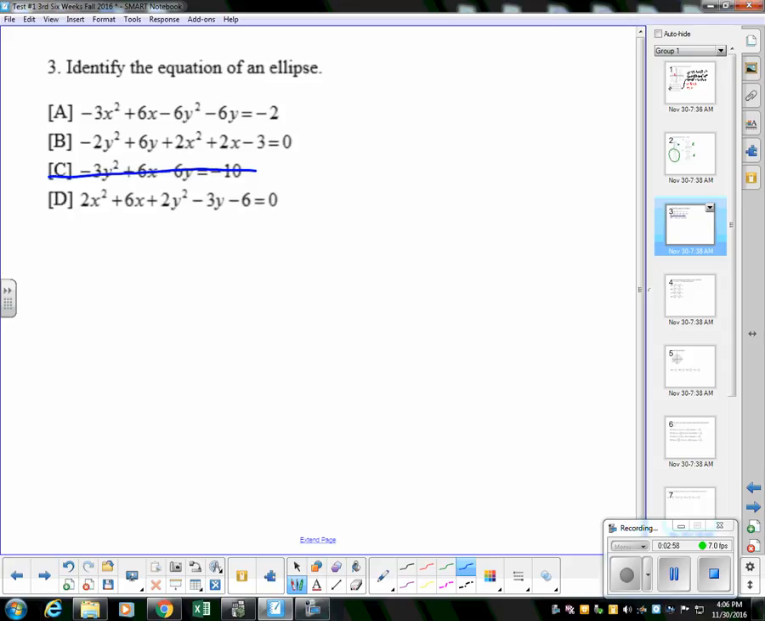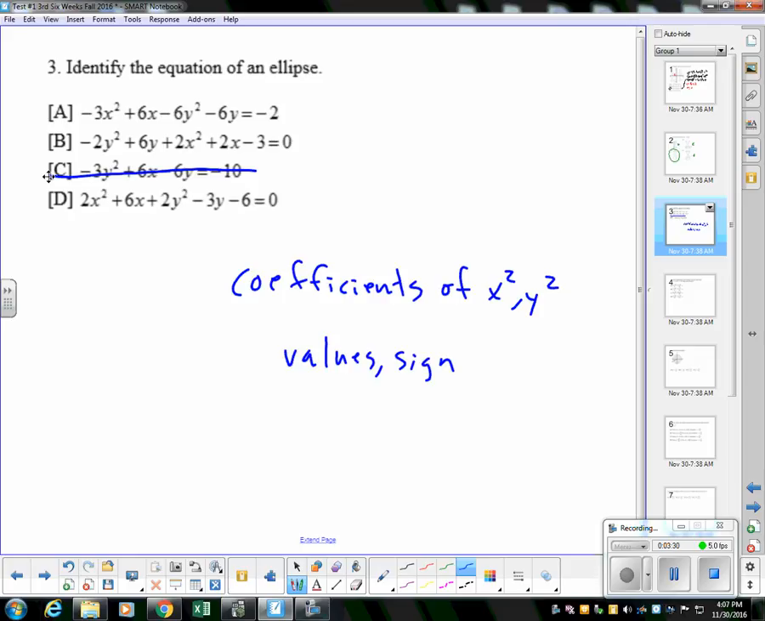Since all the others have more than one squared, we now have to face the fact that they could be circles, they could be ellipses, they could be hyperbolas. All those equations have x squared and y squared. So how do we differentiate an ellipse from a circle versus a hyperbola? What we look at are the coefficients of the x squared and the y squared. More specifically, what we look for are the values and the signs. For an ellipse, we need different values, but same signs.